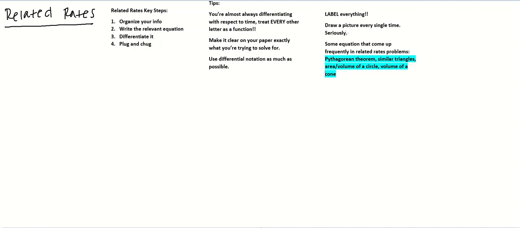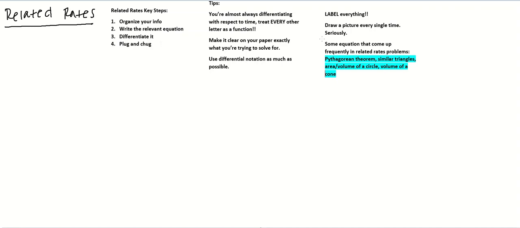Also label everything, and that goes along with drawing a picture. When I say draw a picture every single time, I'm serious, really. Even if you don't think it's necessary, you think you got it, you can do it in your head, just draw a picture every single time. It's going to help you avoid so many small dumb mistakes, and label everything on that picture.